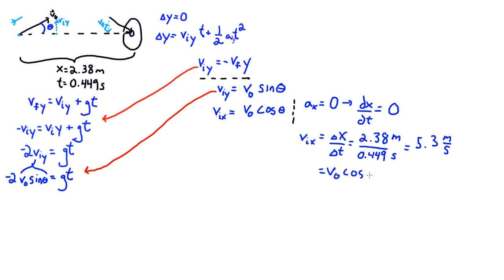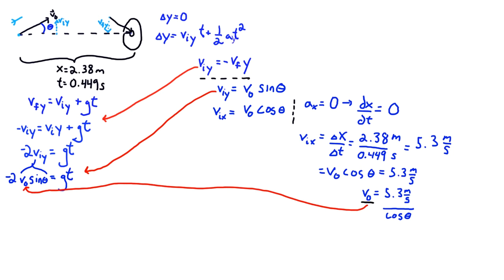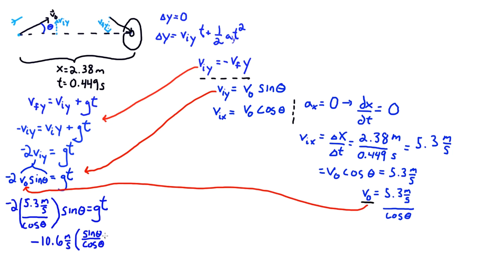Remembering that vix equals v0 cosine theta, I can solve for v0 in terms of theta: 5.3 meters per second over cosine theta. Substituting this for v0 in our other equation then gives negative 2 times 5.3 meters per second over cosine of theta times sine of theta equal to gt, or negative 10.6 meters per second times sine theta over cosine theta, which can be rewritten as tangent theta.